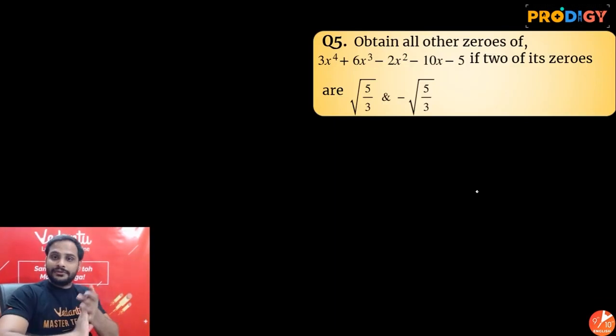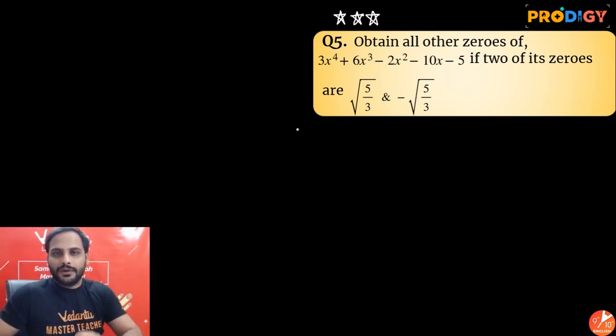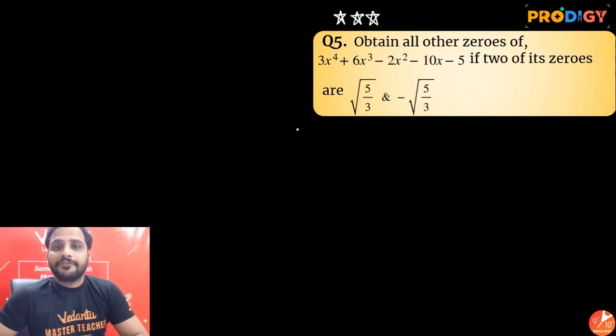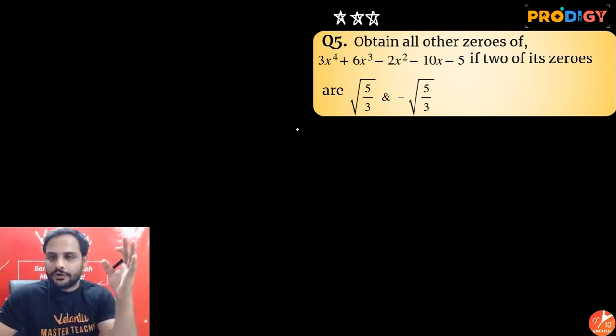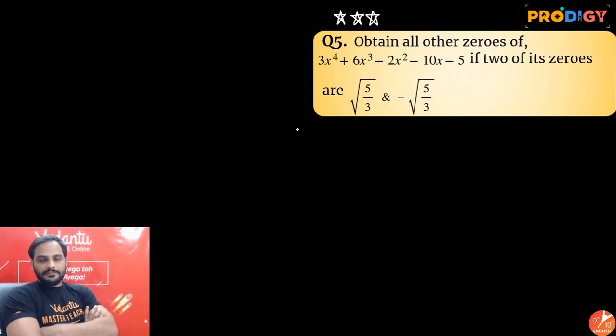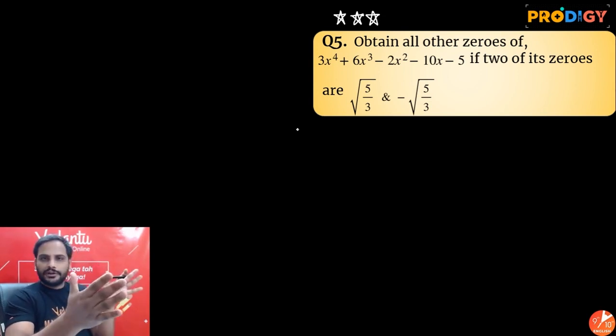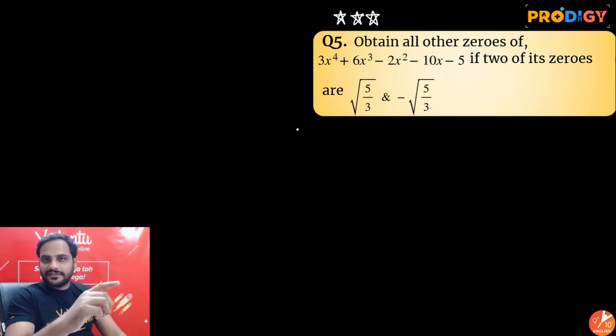Okay, now let's go. Very good question. Amazing question. Awesome question. Many students get afraid of these kinds of questions only by looking at the square root. But there is no need to be afraid. Look: obtain all other zeros of this polynomial if two of its zeros are root 5 by 3 and minus root 5 by 3. If you remember, in the last session we did a similar type of question where I gave you a degree 4 polynomial and two of its zeros. If not, please rewatch the previous session. So we have done that type of question.